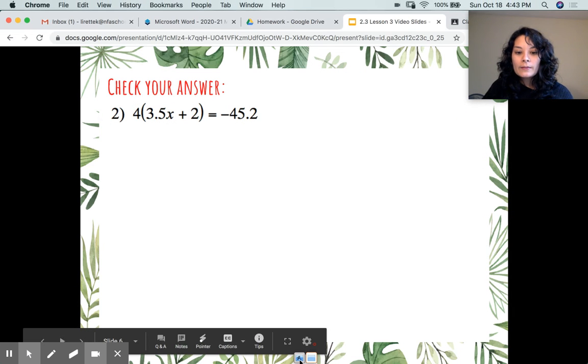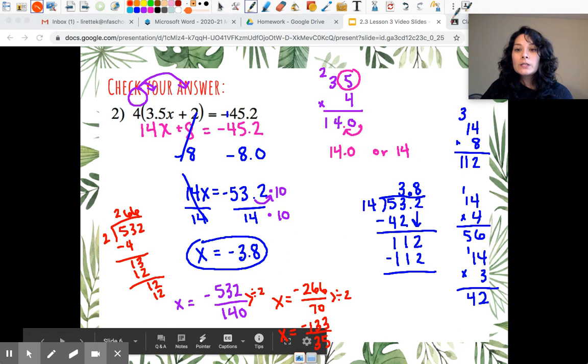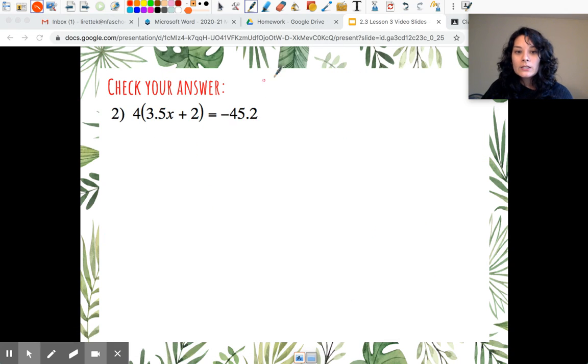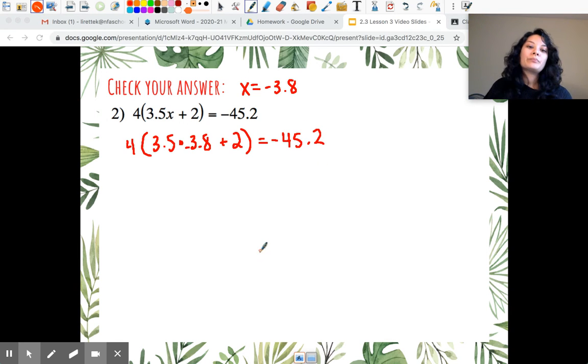Let's go ahead and check that answer that we just got. We got x is equal to negative 3.8. And same thing as last time, I'm just going to replace everywhere that I see an x with a negative 3.8. Remember, these two values are being multiplied, so we want to show the appropriate operations here. Plus 2 is equal to negative 45.2.